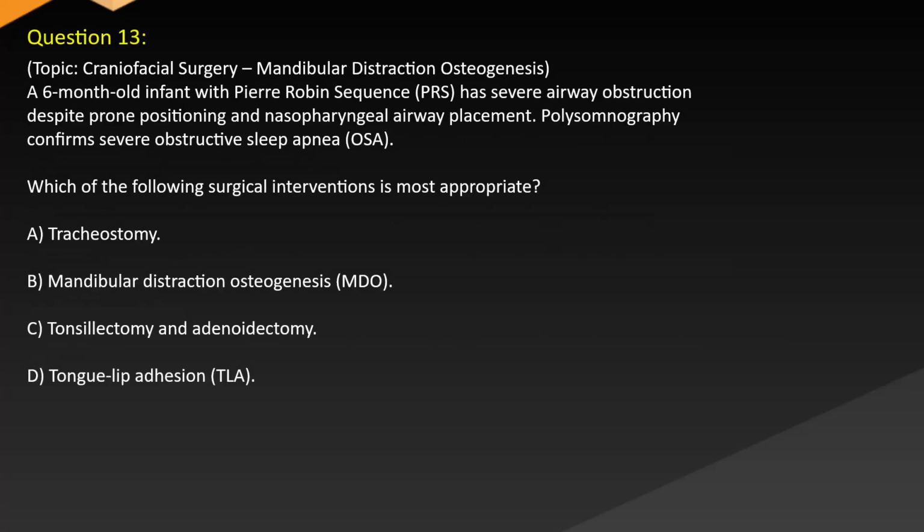Question 13. Topic: Craniofacial surgery. Mandibular distraction osteogenesis. A 6-month-old infant with Pierre Robin sequence (PRS) has severe airway obstruction despite prone positioning and nasopharyngeal airway placement. Polysomnography confirms severe obstructive sleep apnea (OSA). Which of the following surgical interventions is most appropriate? A. Tracheostomy. B. Mandibular distraction osteogenesis (MDO). C. Tonsillectomy and adenoidectomy. D. Tongue-lip adhesion (TLA).